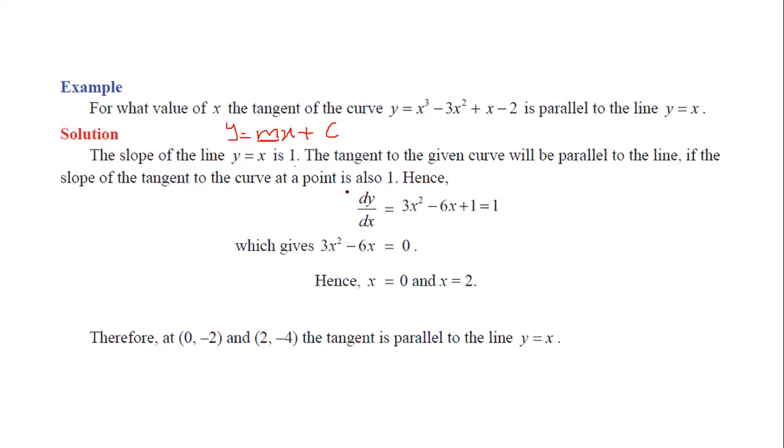Therefore, what is dy by dx here? 3x square minus 6x plus 1, that is equal to 1. If we solve this equation, we will get 3x square minus 6x equal to 0. So either x equal to 0 or x equal to 2. So this is the question: for what value of x the tangent to the curve is parallel to y equal to x. And then one more thing, how the slope of y equal to x is 1.